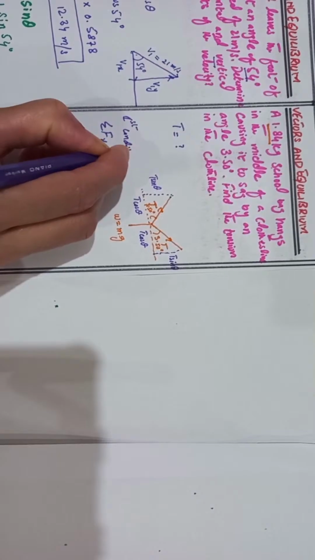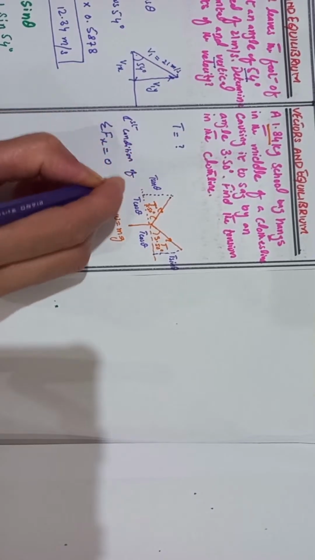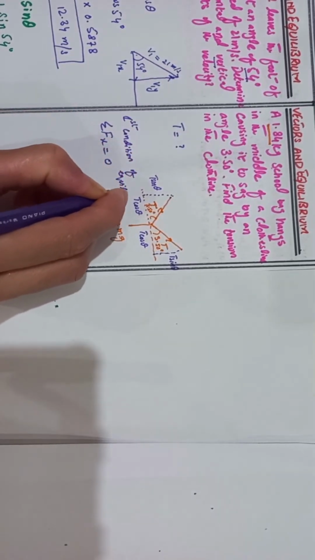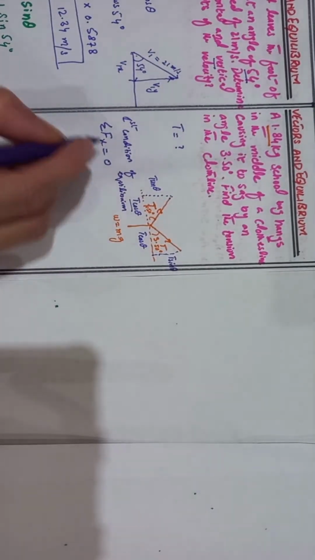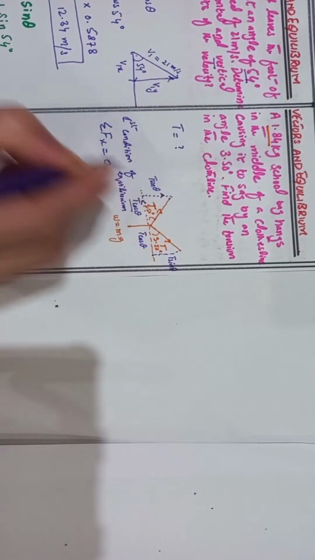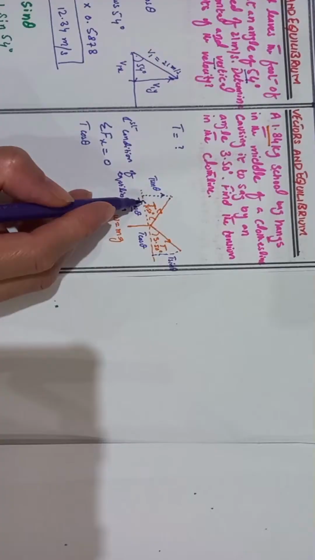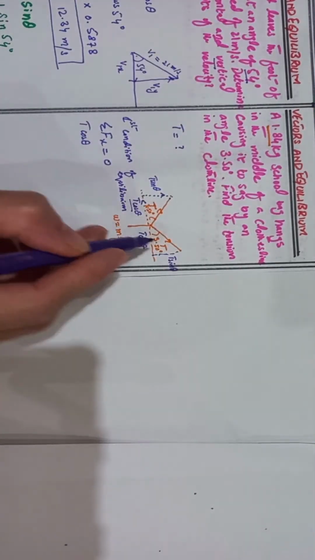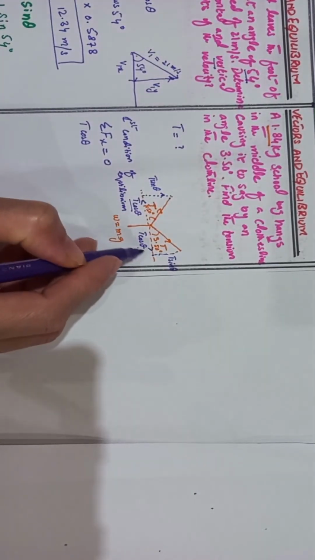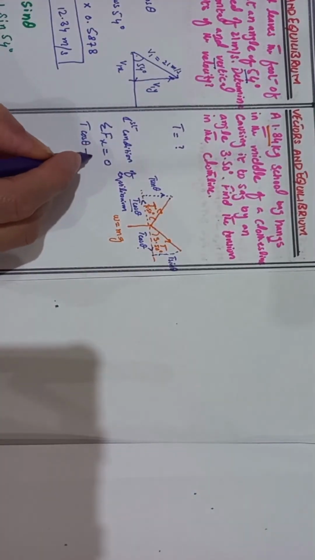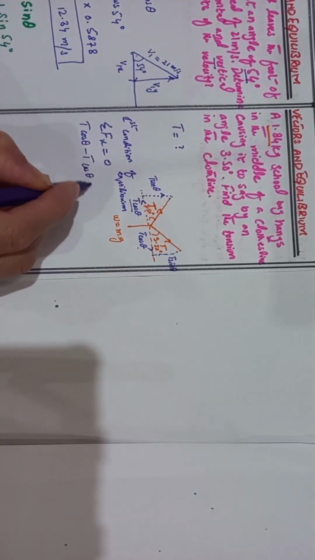First condition of equilibrium, summation of Fx is equal to 0. So here we take T cos theta on the left hand side, and on the right side there is also T cos theta but in the opposite direction. So we take the minus sign, that is equal to 0. So summation of Fx is equal to 0.